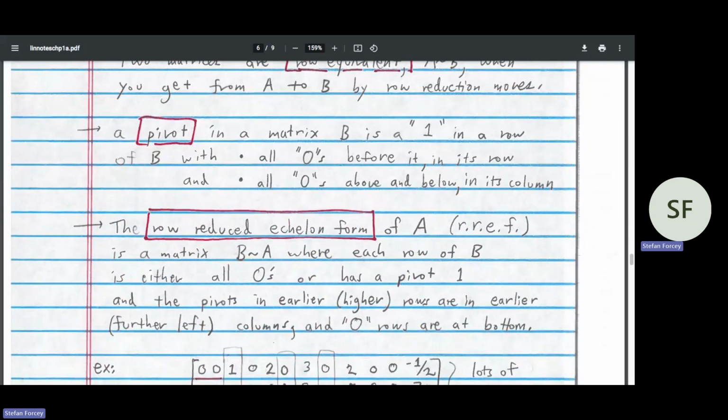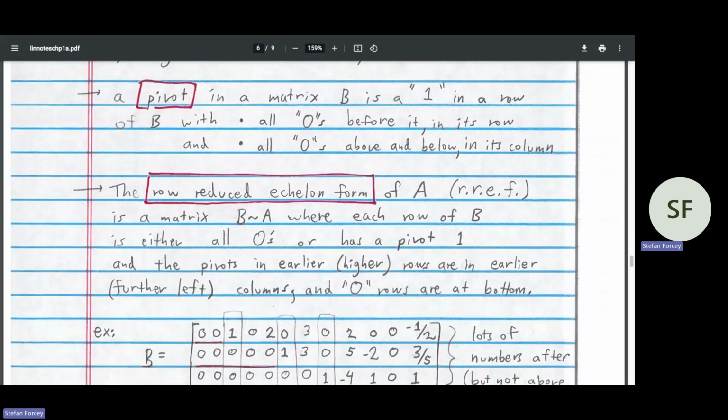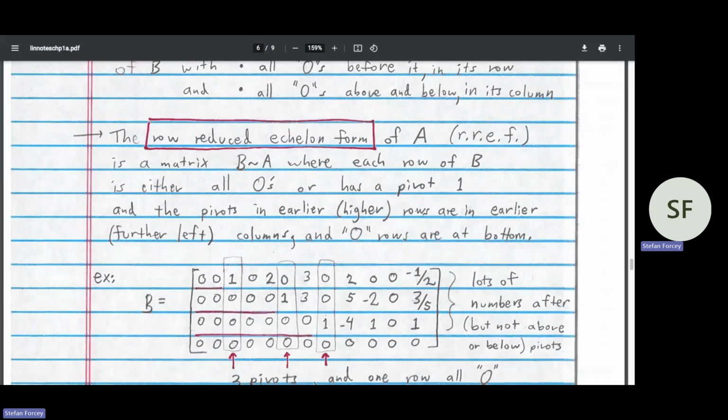And then immediately we have this definition of row reduced echelon form of A. It's a matrix B that's equivalent to A, so you get to B by row reduction moves, where each row of B is either all zeros or has a pivot, the 1 that we just described, and the pivots in higher rows are in further left columns. You move all the zero rows to the bottom.